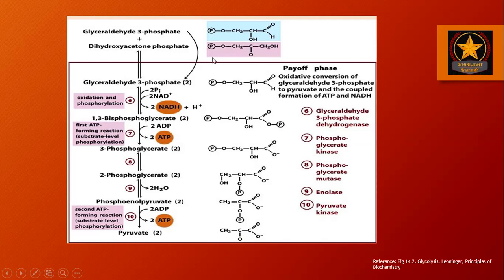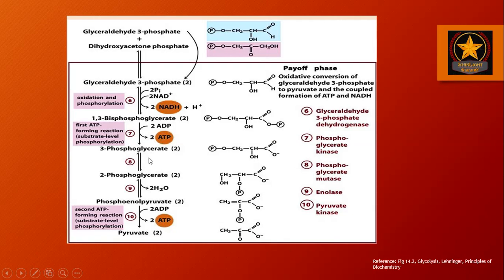As I said, glyceraldehyde 3-phosphate and dihydroxyacetone phosphate are interconvertible via the enzyme triose phosphate isomerase. But the formation of glyceraldehyde 3-phosphate is preferred. So we get two molecules of glyceraldehyde 3-phosphate from one molecule of glucose. This glyceraldehyde 3-phosphate is converted to 1,3-bisphosphoglycerate via the enzyme glyceraldehyde 3-phosphate dehydrogenase with the production of two molecules of NADH. 1,3-bisphosphoglycerate is then converted to 3-phosphoglycerate with the formation of two molecules of ATP.